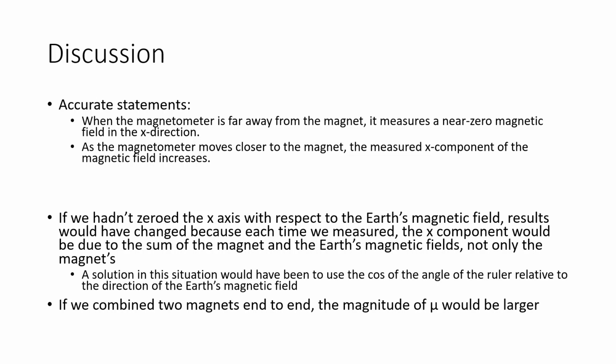In that situation, a solution could be to use the cosine of the angle of the ruler relative to the direction of the 45-degree angle, because this would correct it and only use the component due to the magnet. If we combine two magnets end to end, the magnitude of mu would be larger, though.